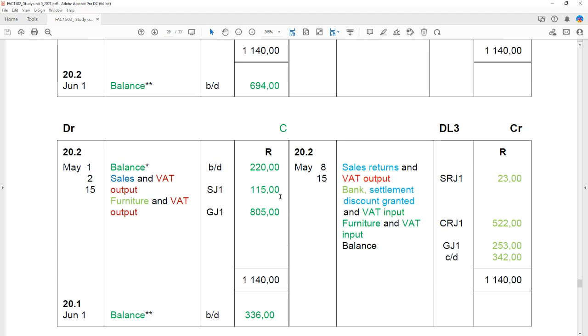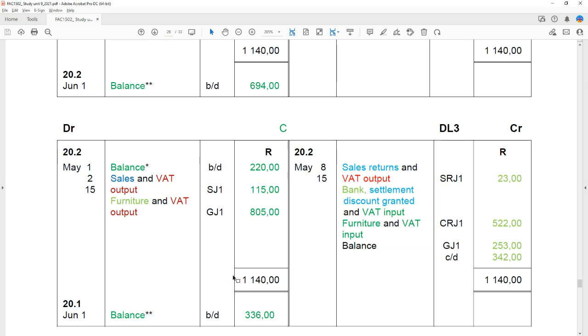So then we will have to go and add up the totals. Again, on the debit side, we have the 220, the 115, and the 805, which gives us 1,140 Rand. On the credit side, we have the 23 Rand, the 522, and 253, which is less than our 1,140 Rand. So again, the total of my debit side will become the total of my account.